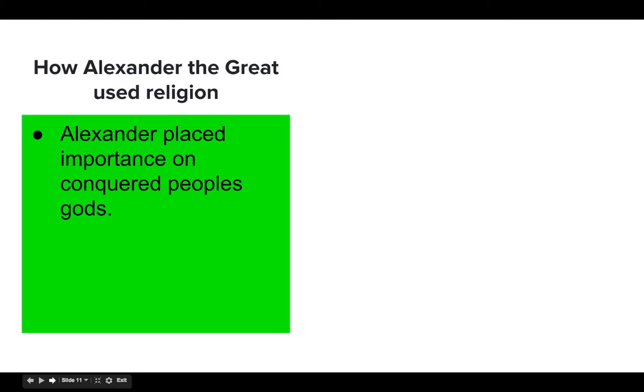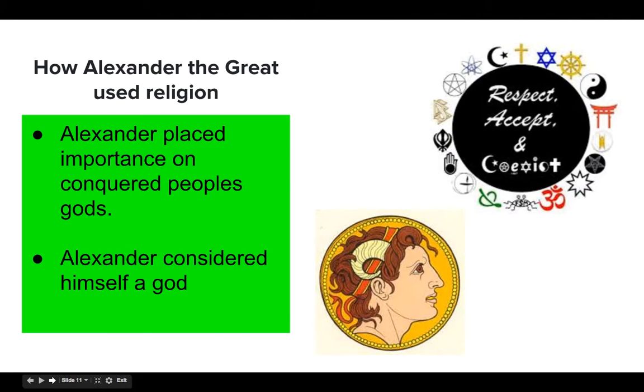So he looked for ways to unify and not find differences between religions, but really come together with religions. And then another thing he did was he considered himself a god. Once the Egyptians had bestowed upon him the title of Pharaoh and the son of Amun-Ra, Alexander told the Greeks that he was the son of Zeus. So he's using this as a way to get people to be loyal to him and really understand how to remain unified in this large empire.